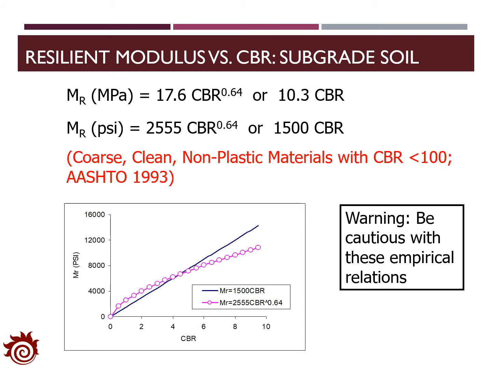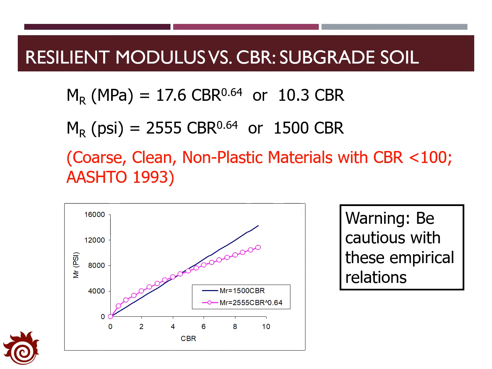If the unit is PSI, then MR is 2555 times CBR to the power of 0.64, or 1500 times CBR. And you have to remember that this model is only applied for coarse-grained, non-plastic materials with CBR less than 100. If it exceeds that value, the model will not be appropriate.